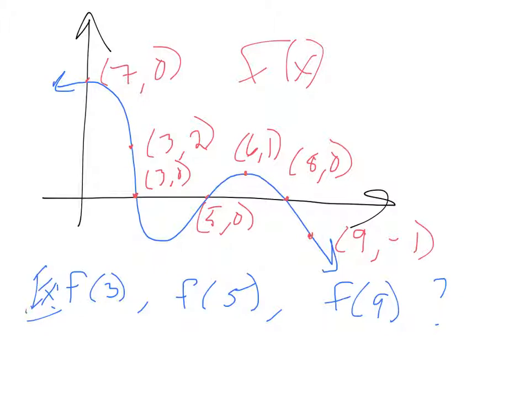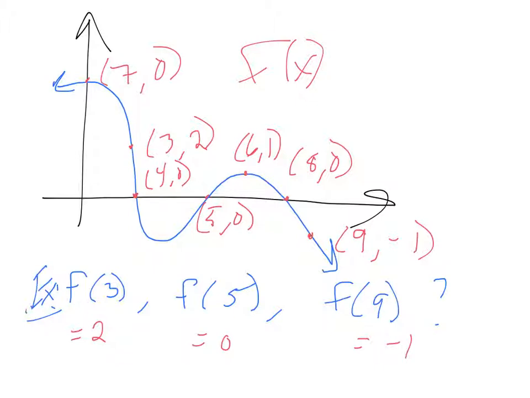Oh, did I screw something up here? Yeah, it should be (4, 0). That doesn't really make sense, does it? All right, so what would f of 3 be? What does y equal when x is equal to 3? 2. y equals 2, yep. What about f of 5? 0. f of 9? -1.